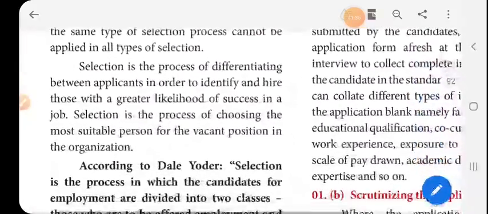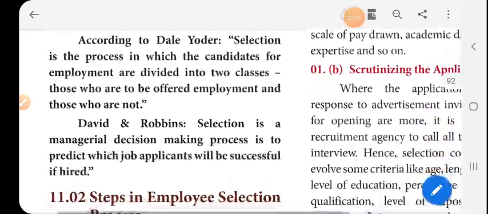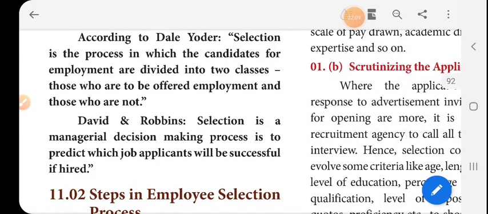Before that, we should read the definition of selection. Selection is the process in which the candidates for employment are divided into two classes: those who are to be offered employment and those who are not. According to Dale Yoder, selection is the process in which the candidates for employment are divided into two classes: those who are to be offered employment and those who are not. According to David and Robbins, selection is a managerial decision-making process to predict which job applicants will be successful if hired.